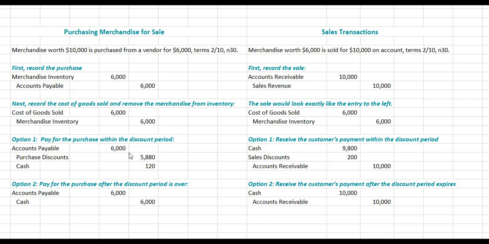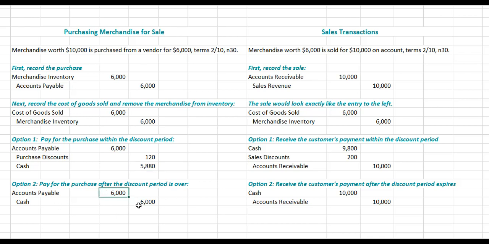All right, and now we've got two options here. We can either pay for it within the discount period or pay it after the discount period. Now, if we're able to take the discount, I'm going to take the entire amount out of the payable. That $6,000 went in. The whole $6,000 will not be due anymore, so we take the whole $6,000 out. Then we record a purchase discount of 2% of $6,000 or $120, and the net amount we would pay in cash, $5,880. Okay, makes sense?